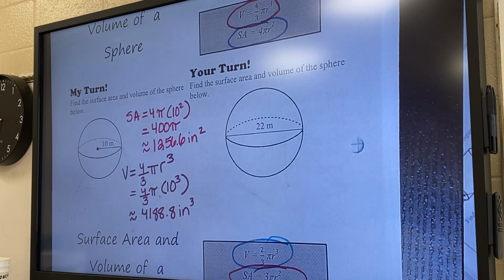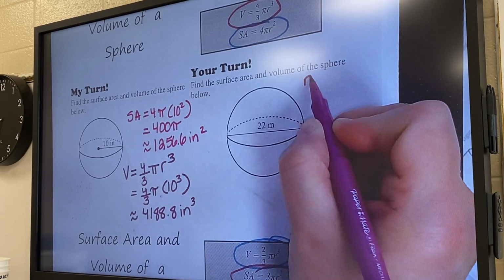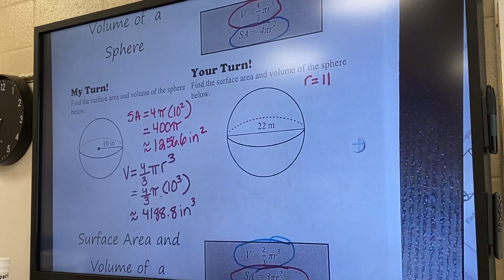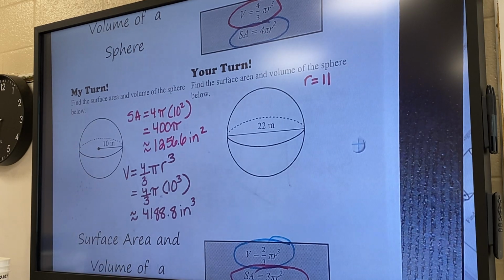Good job. Y'all do the next one. What do you got to do first before you do anything? Find the radius. What is the radius? 11. How'd you get that? Half of 22. Very good. I'm going to go ahead and put r equals 11. You always want to find the surface area first, right? Oh, it don't matter. Whichever way you're filling it.